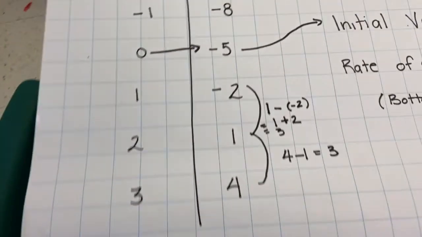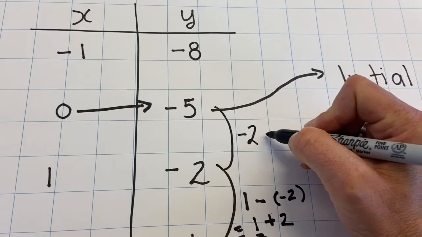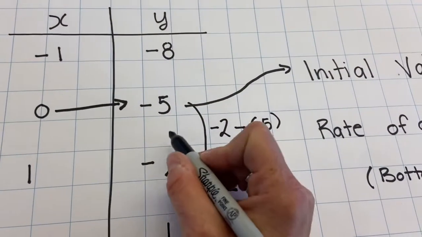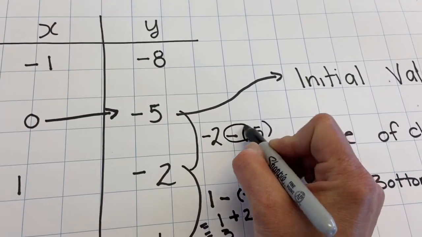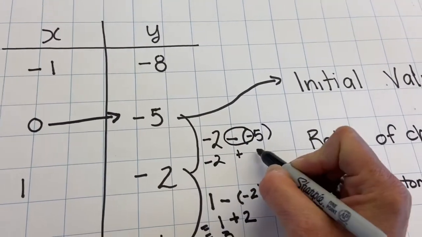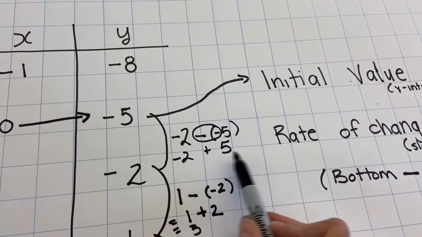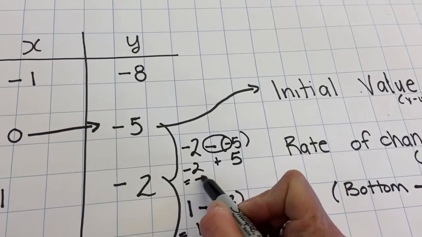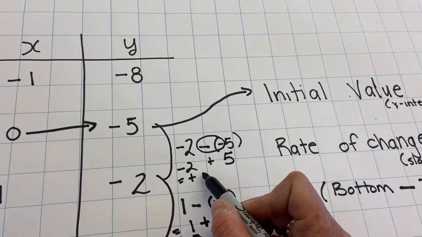Here we have 3, here we have 3. It's beginning to look like it might be linear. Let's check the next one. -2 subtract -5. Don't forget, it's the bottom number minus the top number. So these two negatives right here form a plus. -2 plus 5. Notice that the 5 is more positive than the -2, so we know our answer will be positive. -2 plus 5 gives you 3.